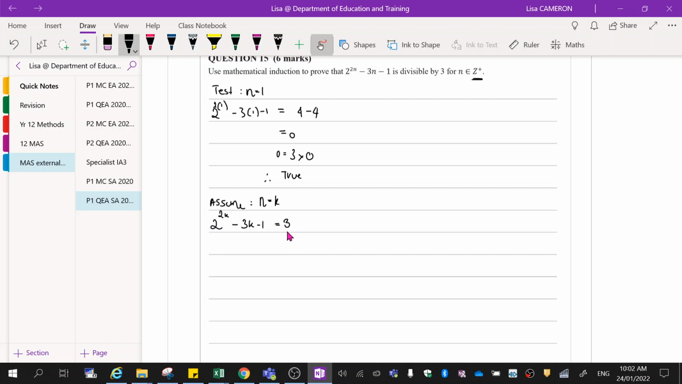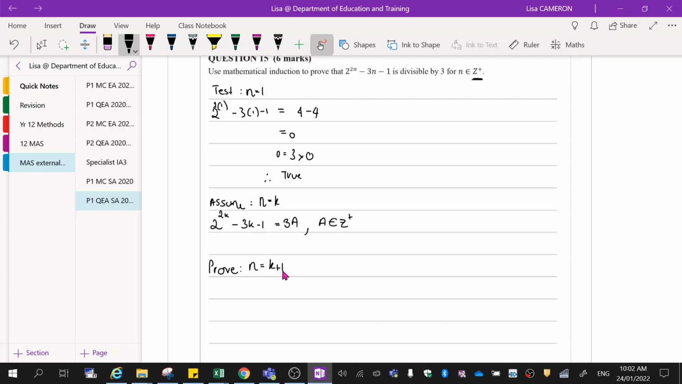so this statement needs to be equal to 3 lots of some number a, where a can be any element of the positive integers. Okay, so that statement here, you really do need to make. That's important. This part on the end here is also probably worth a mark. Okay, so the next thing we're going to do is we're going to prove when n is equal to k plus 1.